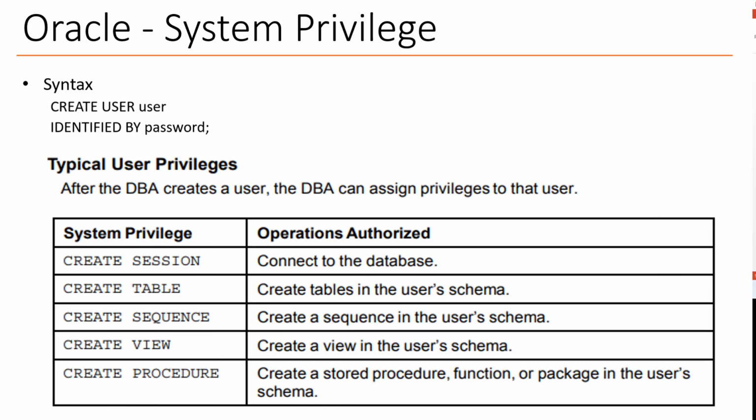Typical user privileges: after the DBA creates a user, the DBA can assign privileges to that user. System privileges and its operations authorized. Create session: connect to the database. Create table: create tables in the user's schema. Create sequence: create a sequence in the user's schema. Create view: create a view in the user's schema. Create procedure: create a stored procedure, function, or package in the user's schema.